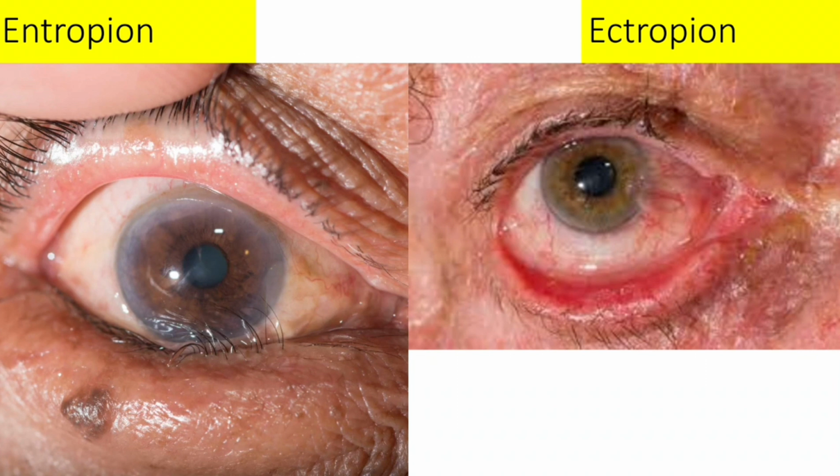Whereas ectropion is the outward turning of the eyelid margin. The patient may experience symptoms like ocular exposure or inadequate lubrication because the punctum is turned outward. So this is the ectropion.